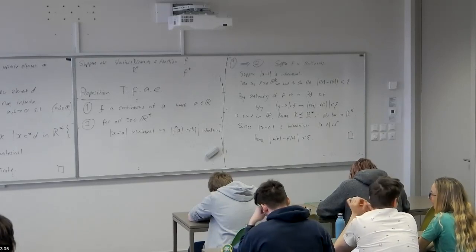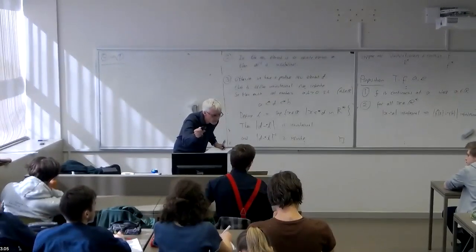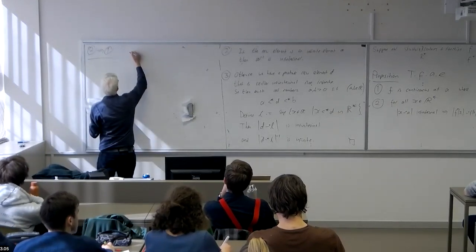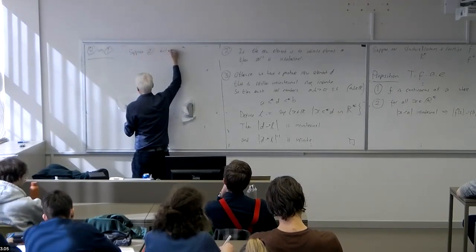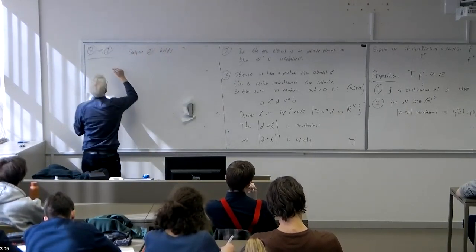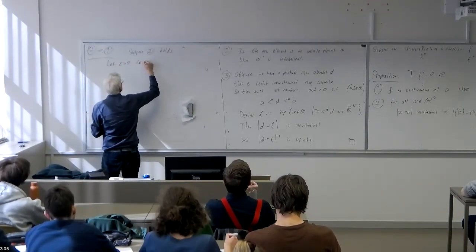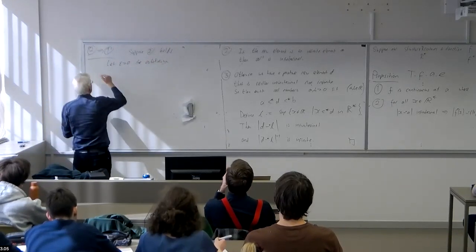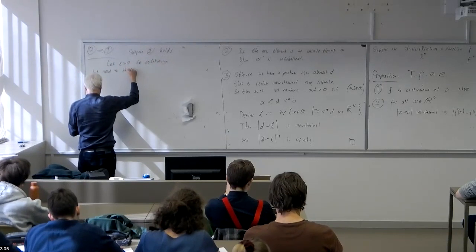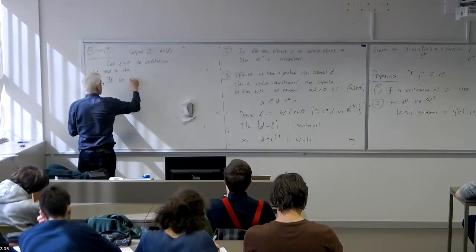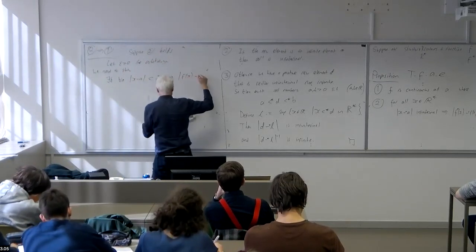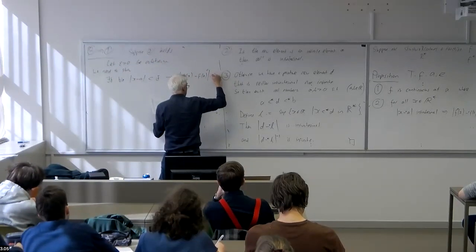Two implies one. So suppose two holds. Let epsilon be arbitrary. We need to show that f is continuous at a. So we need to show that there exists a delta such that for all x, if the absolute value of x minus a is within delta of a, so the usual definition of continuity at a, then the absolute value of f of x minus f of a is less than epsilon.